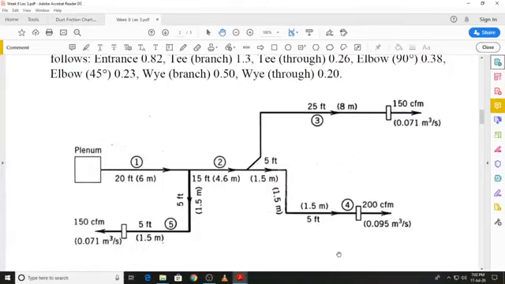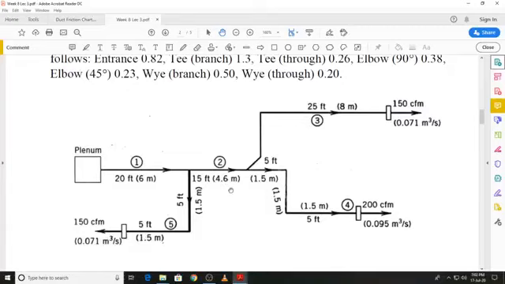If you look at this layout, the first run will consist of segments 1 and 5. So I will call it run 1 5. Then we can look at the next run, that will be made up of segments 1, 2 and 3. So I will call it run 1 2 3, and finally the third run will be run 1 2 4.